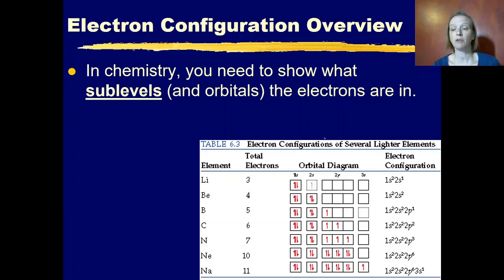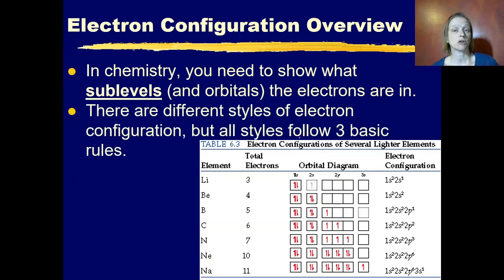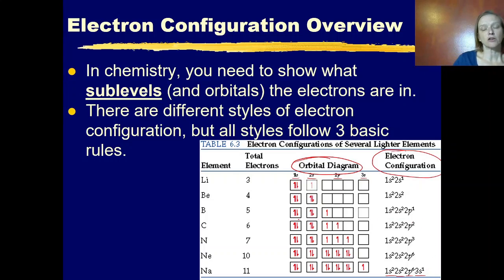So here are a couple of examples of electron configurations. There are different styles of electron configurations, but for instance, here we've got orbital diagram, and here we've got electron configuration. Notice that we are labeling this with 1s, 2s, 2p, 3s, and we're doing the same thing here, 1s, 2s, 2p, 3s. So these electron configurations are more detailed than that Bohr configuration that we had on the previous slide.